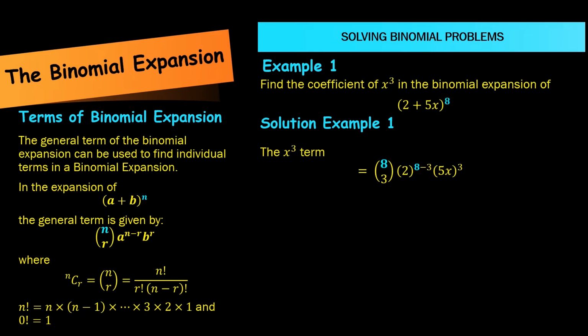Here we substitute n equals 8, r equals 3, a equals 2, and b equals 5x. And of course, 8 choose 3 is 8 factorial all over 3 factorial times (8 minus 3) factorial, times 2 to the 5, times 5 cubed times x cubed.